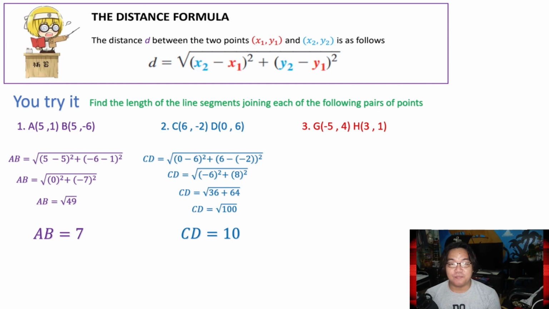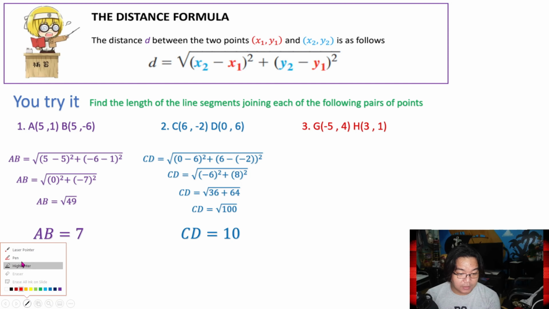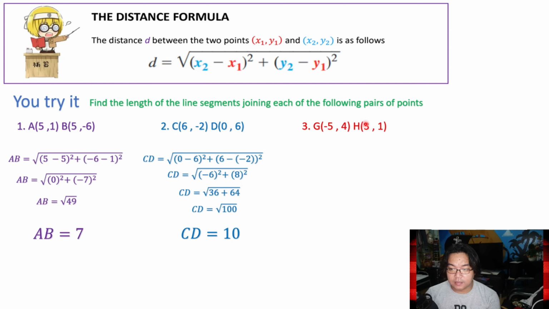Okay, third example. Same procedure. So that's 3 minus the negative 5 squared plus 1 minus the 4 squared. Basically, the pattern is simple. All you have to do is subtract the x again, 3 minus negative 5, and then square it, and then 1 minus 4, then square it. Add them together and then get the square root.